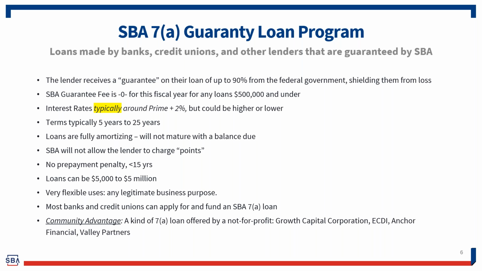So the lender receives a guarantee on their loan, up to 90% of that exposure, and the federal government gives them the guarantee and shields them from the loss. The guarantee fee, which you might also think of as the premium to get one of these loans, is zero for this fiscal year for any loans $500,000 and under, which is the vast majority of 504 loans. Now, the guarantee fee is still pretty low under $1 million, and gets pretty steep after $1 million.